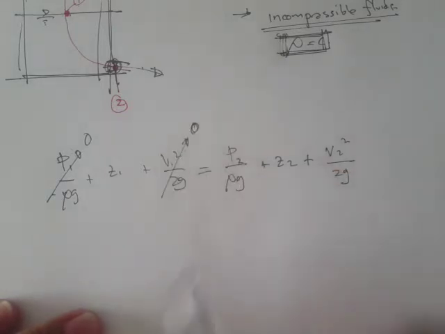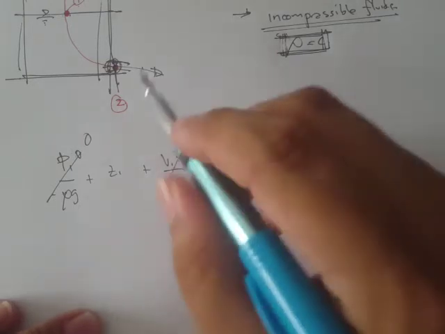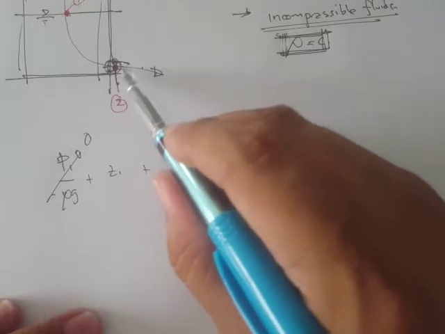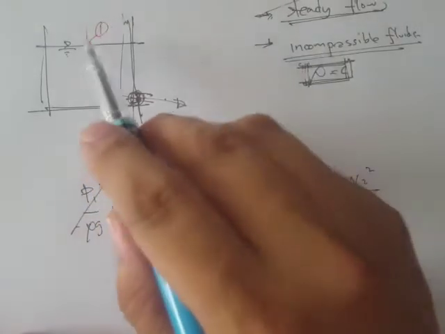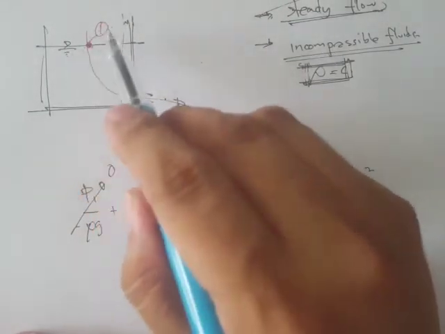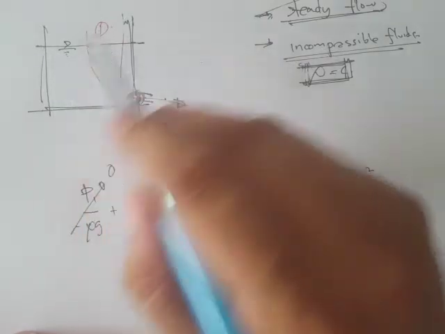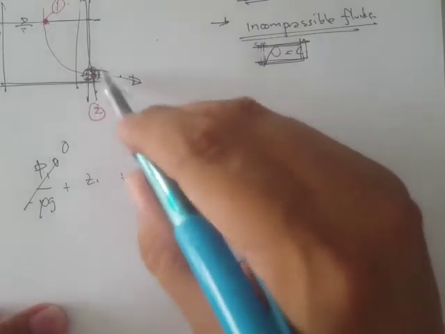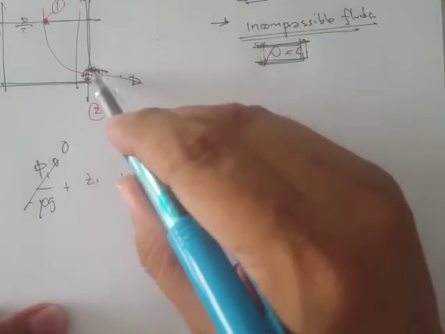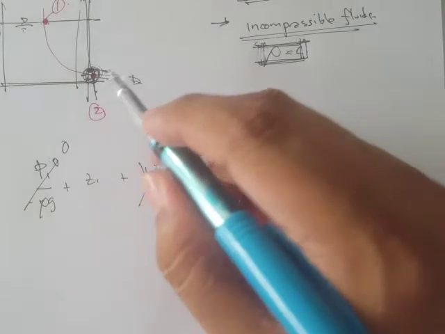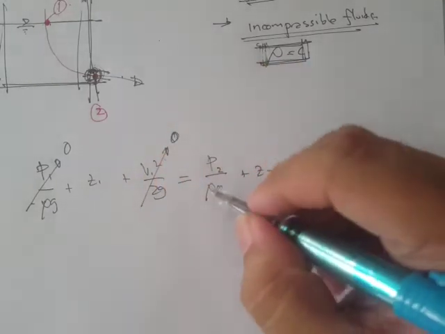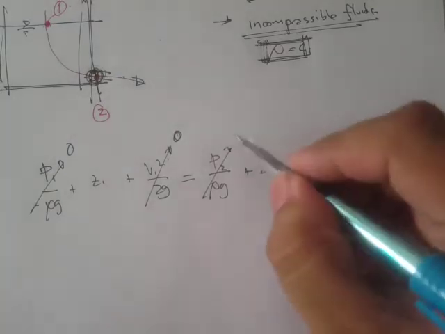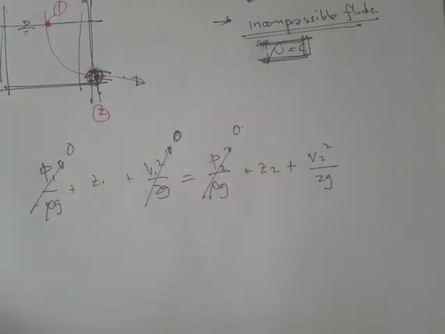Let's say point 1 is exposed to the atmosphere, because that's the free surface. Then the gauge pressure is 0. In the same way, if this outlet, point 2, is directly exposed to the atmosphere, then of course this will also be 0.